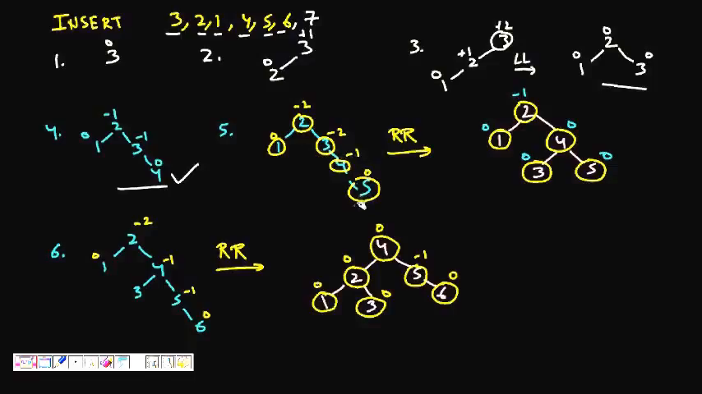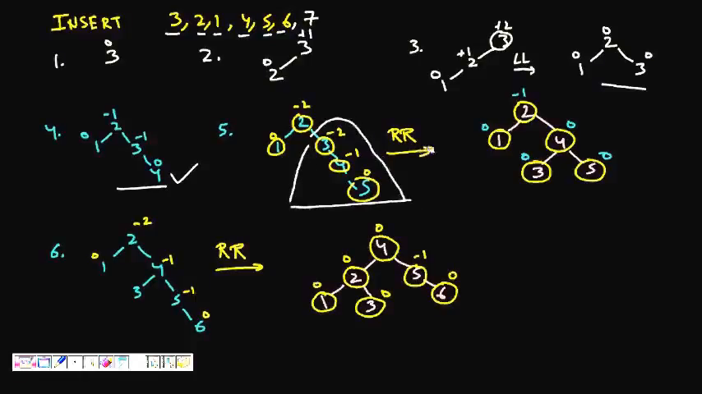Now 5 was inserted in the right subtree of the right child of 3, the gamma node. So RR rotation will help us solve this problem. 4 will become the root, 3 goes to its left and 5 remains like this. Now 4 is connected to 2 and 1, so this RR rotation makes it balanced again.